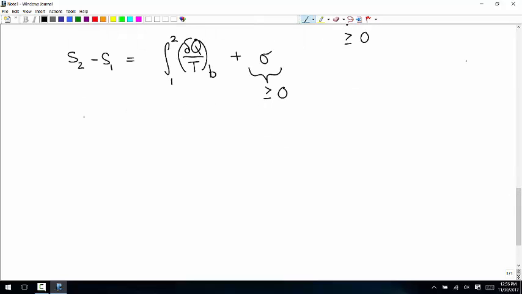Okay, so let's do an example using this. Oh, and one other thing before I start this example. When is that sigma 0? That's right. If it's internally reversible, so your system is reversible, it doesn't matter what's going on outside, that sigma inside your system is going to be 0. In any actual process, that's going to be positive.